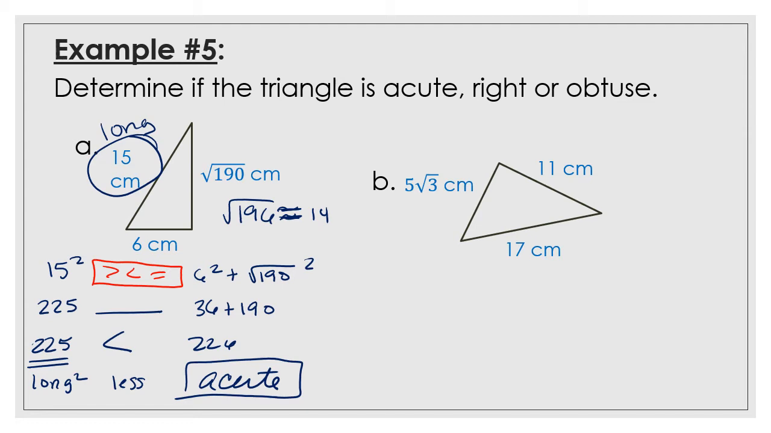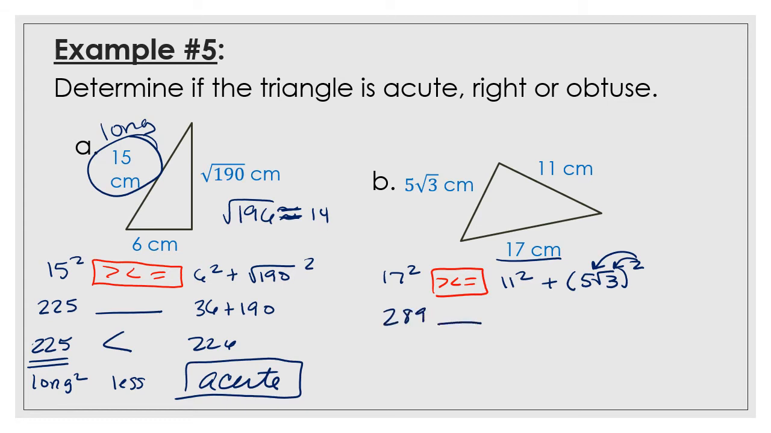All right, welcome back. I look at this triangle, 17 is my longest side, so I have 17 squared, and then I have to determine, is that greater than, less than, or equal to the sum of the other two sides squared, which is going to be 11 squared plus 5 square root of 3. I need to put a grouping symbol around that to make it mathematically appropriate, and that is important because the square not only goes to the square root of 3, but it also goes to that 5. So 17 squared is 289.